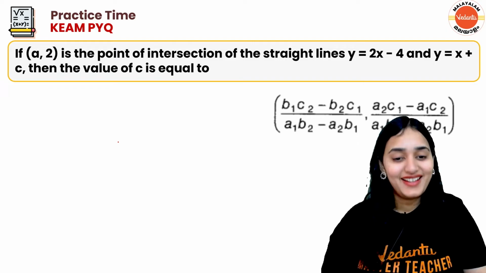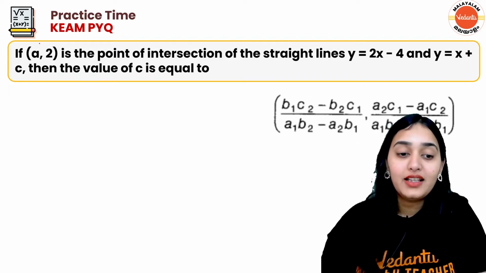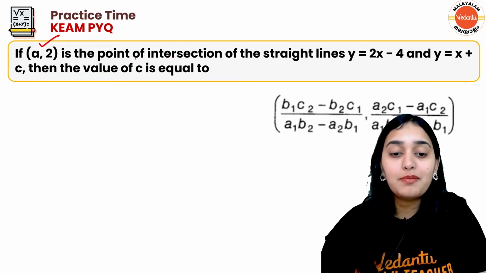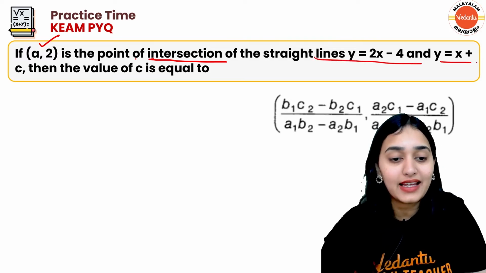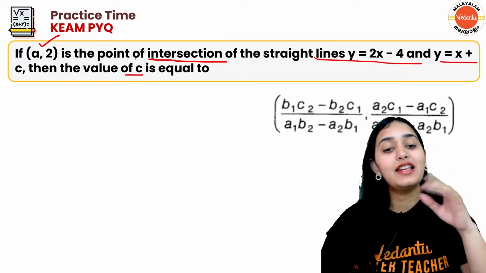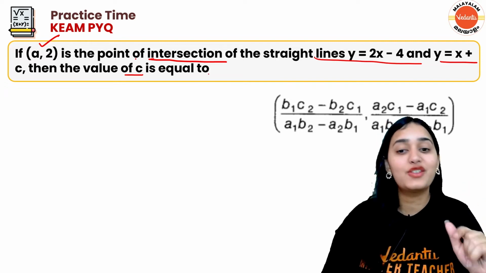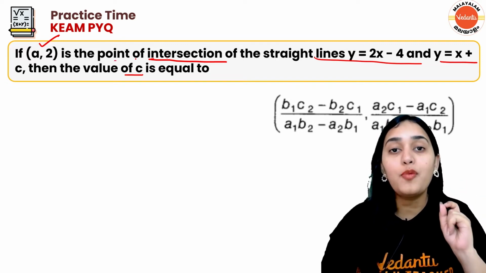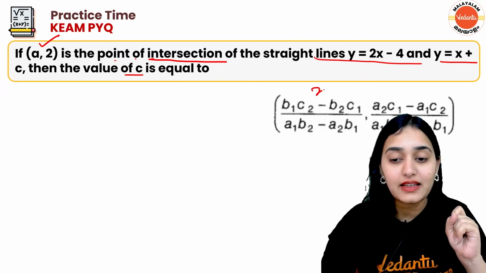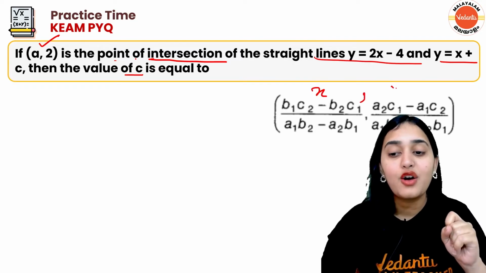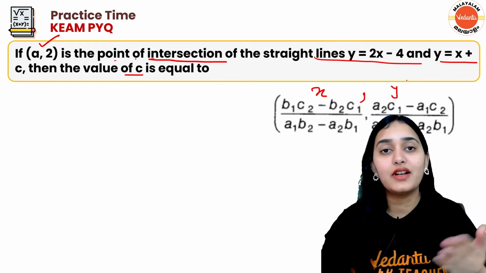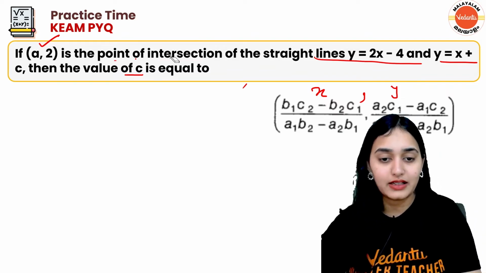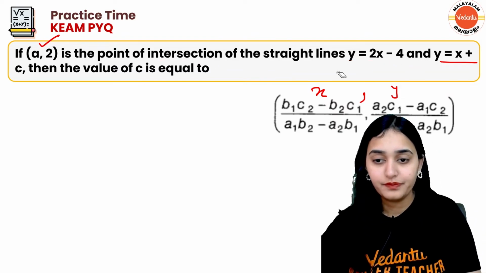Okay. Next. If this point is the point of intersection of the straight lines, this and this, then the value of c is dash. So, what is the formula for the point of intersection? The x coordinate is this, the y coordinate is this. So, first we have to find out what A1, B1, C1, A2, B2, C2 are. So, let's look at that.